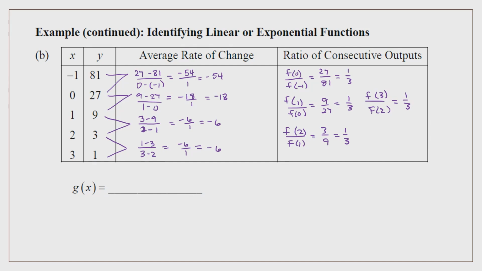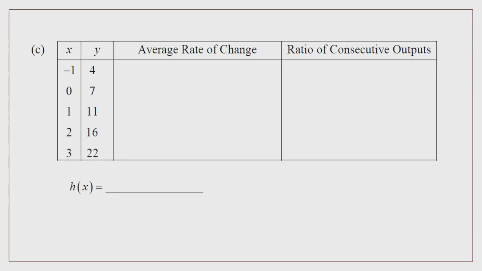So the average rate of change is not constant, so the function is not linear, and the ratio of consecutive outputs is a constant, 1/3. So that means the growth factor, A, is going to be 1/3, and the initial value, which is C, is going to be 27. So our function g of x is going to be 27 times 1/3 to the power x. Ooh, beautiful. All right, let's do one more.